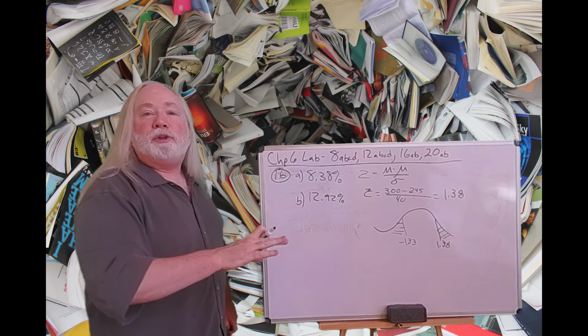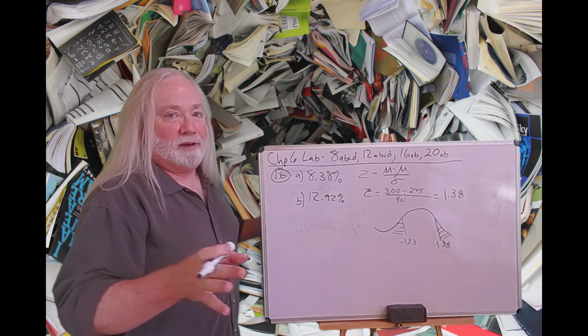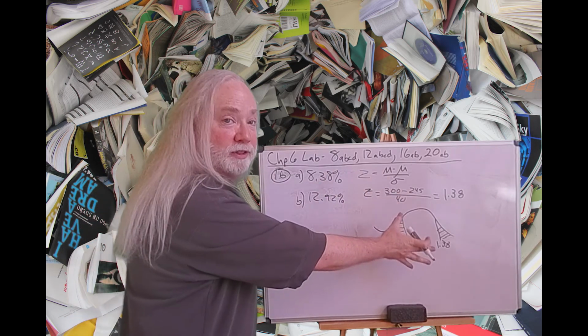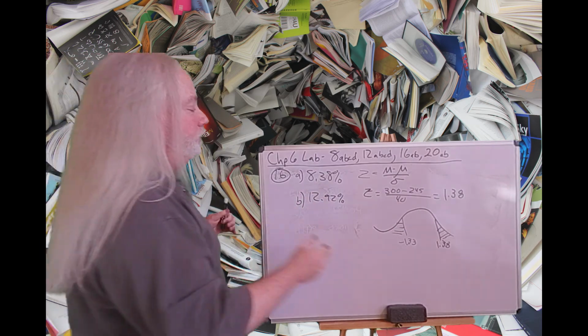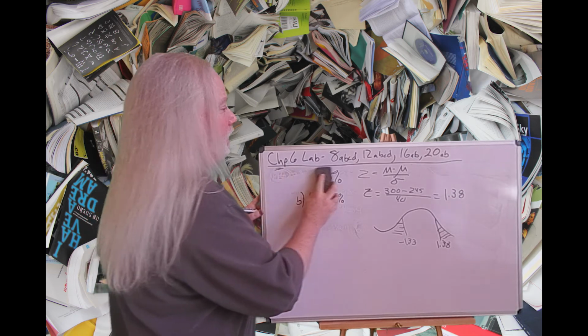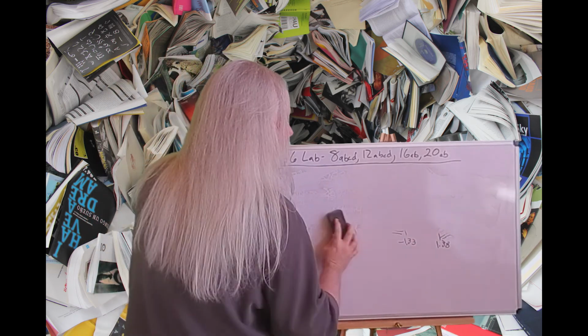If in doing this you reported them as the raw probabilities, that's fine for this. The key is knowing how to convert it to z's and then look it up in the table. So that's question 16. And then lastly, question 20.